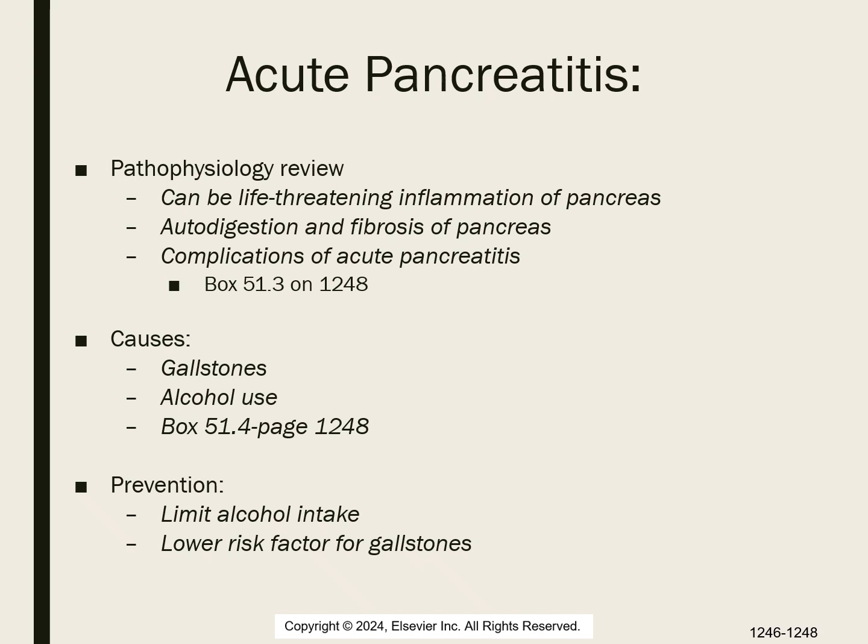So what causes acute pancreatitis? Gallstones and alcohol use account for 70% of acute pancreatitis cases. For our prevention, it's really looking at limiting alcohol because it's going to lower the risk for gallstones. We are looking at a healthy lifestyle, preventing obesity, avoiding high fat and high cholesterol foods, and exercising regularly.